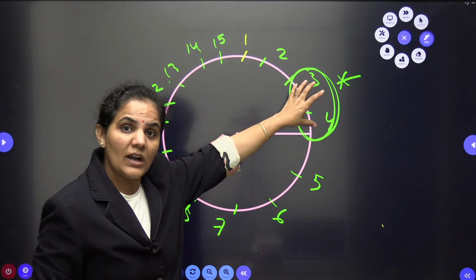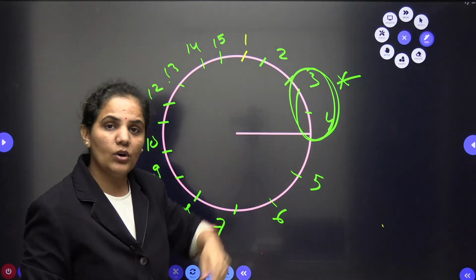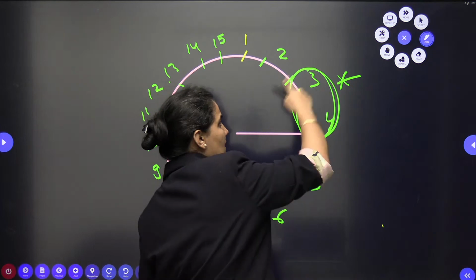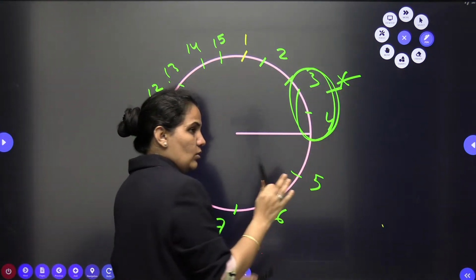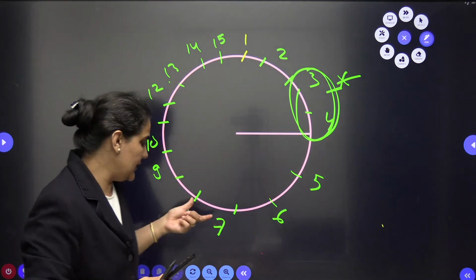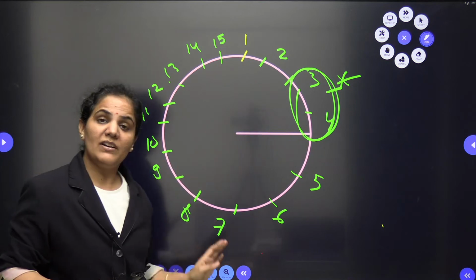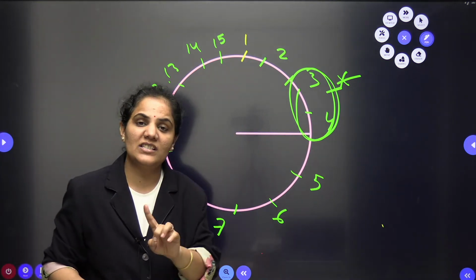So what I will do, I will just make a bunch here with these two persons. So wherever they will go, they will go together. If they sit here, they will sit together. If they sit here, they will sit together. So around this table, wherever they sit, they will always sit together.